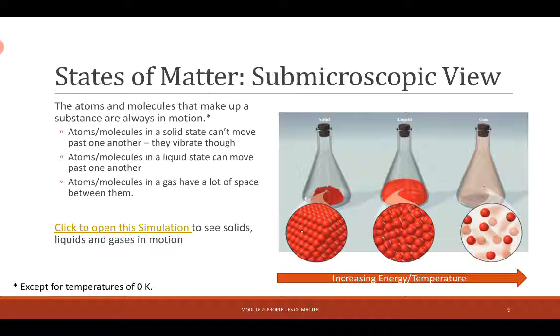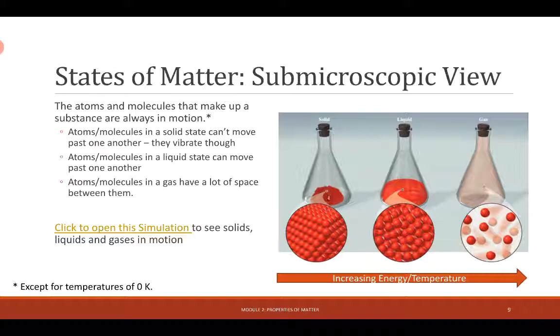Now, those were very large views of solids, liquids, and gases, but that doesn't really give you a mental image of what the atoms look like or how the atoms are arranged in those different states of matter. And chemists really need to understand what the structure of matter is on that atomic level in order to understand the macroscopic properties.